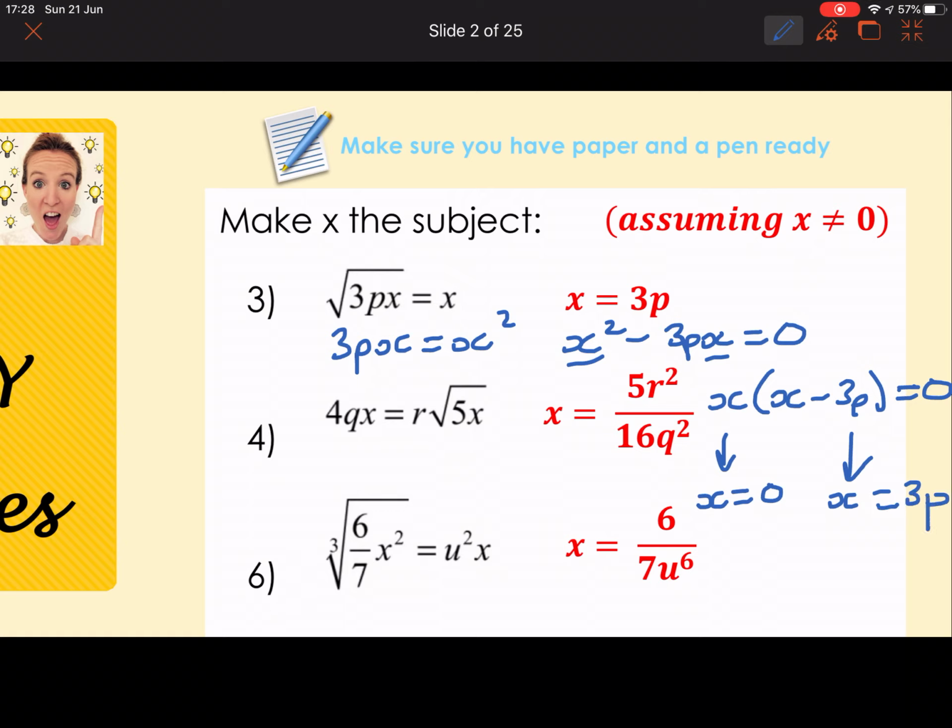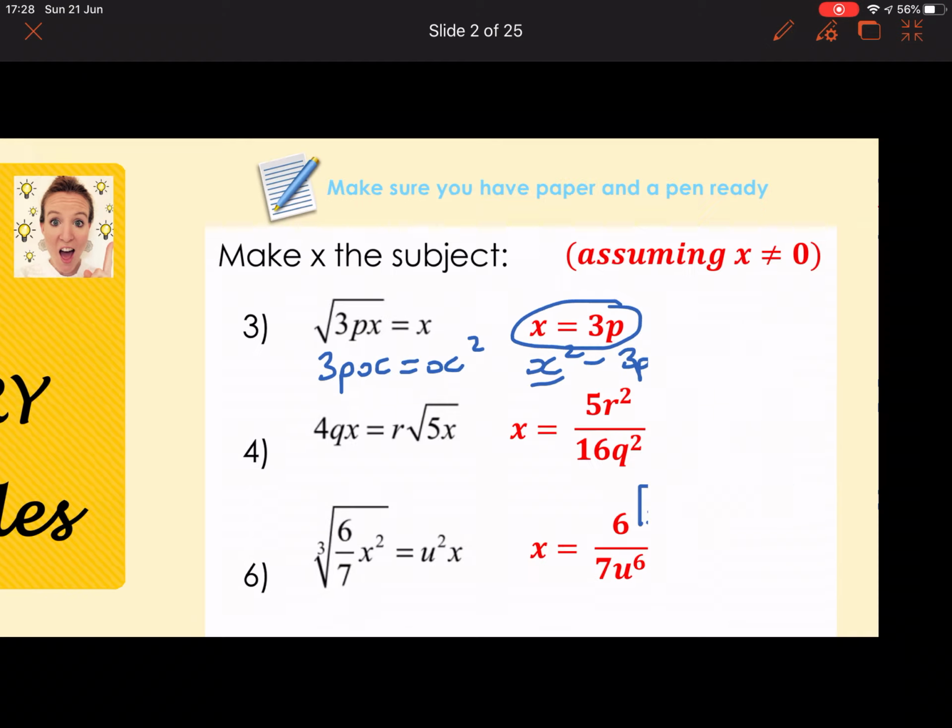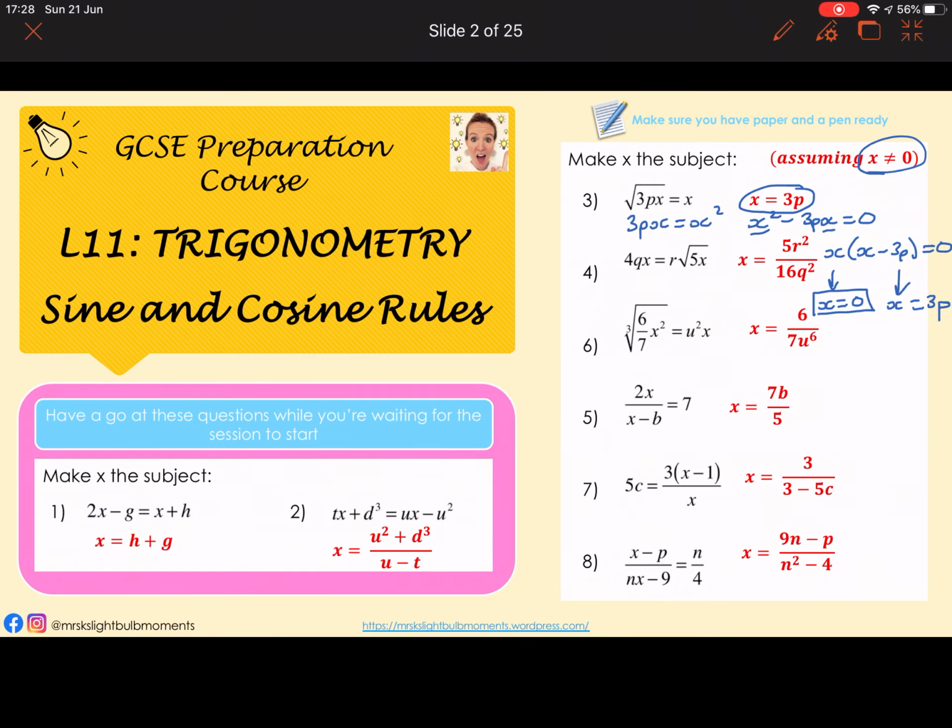Yeah, thinking about your brackets and factorising quadratics. So we got the one solution of x equals 3p, but because we divided by x, we ignored the possible solution that x could be 0. It's fine in this question because we were told x wasn't 0. But just before you start dividing by x on both sides, just think really carefully about that. Doesn't come up very often in questions, but it might well do. So that's there for you if you need that. All right, I hope that makes sense.